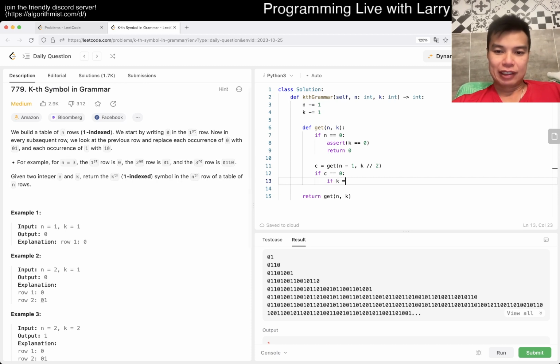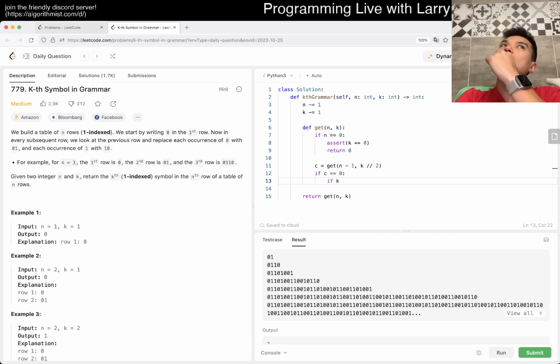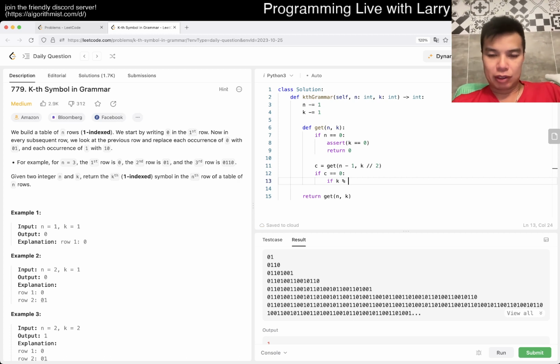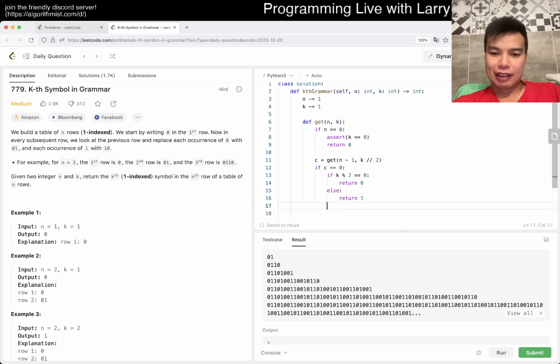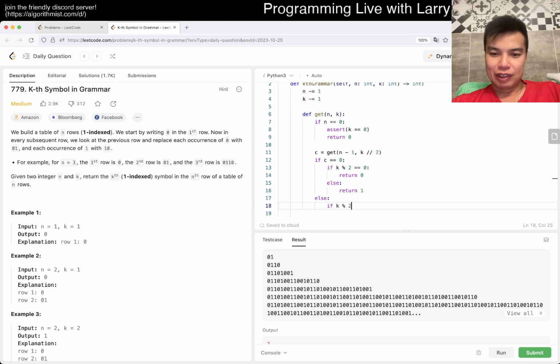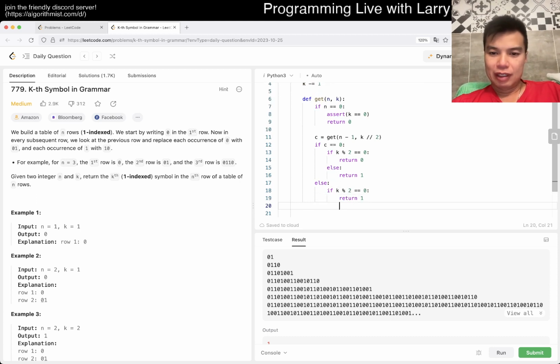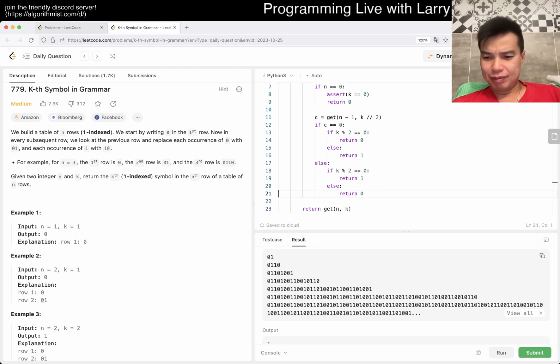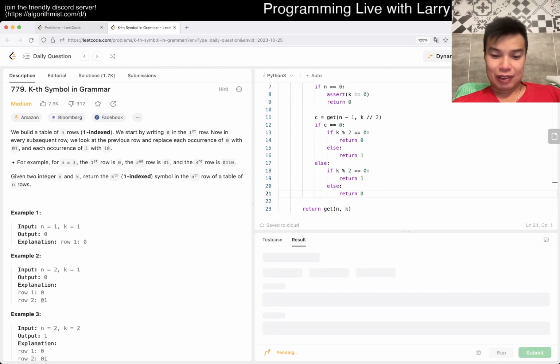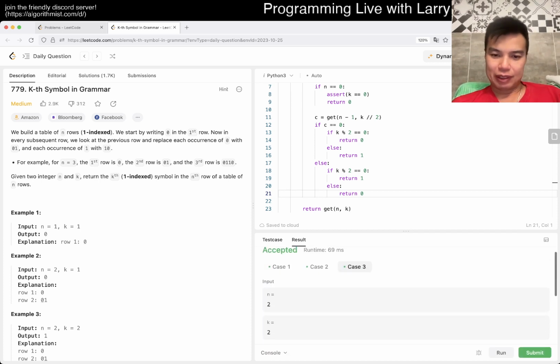So if k mod 2 is equal to 0, then we return 0. Else we return 1, because this is 0 and 1. And then else again, if k mod 2 is equal to 0, we return 1, else return 0, right? I think that should be good. Hopefully. Yeah, looks okay here, and these are pretty easy examples.